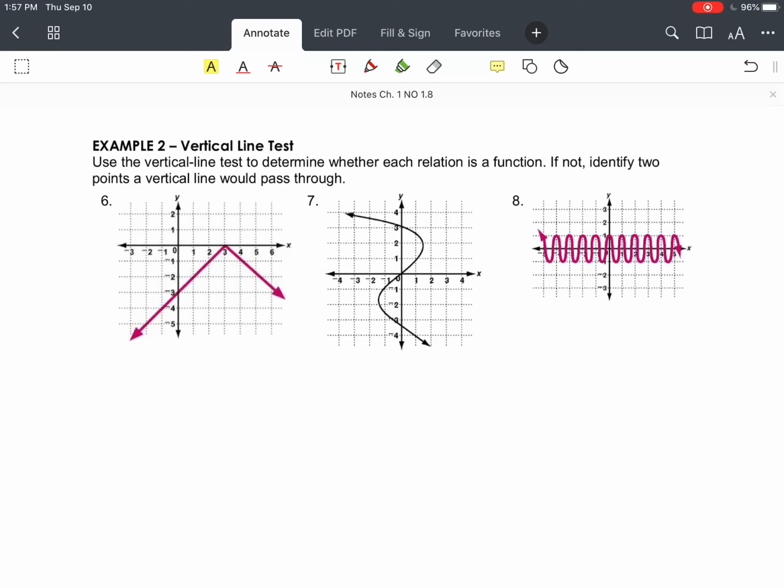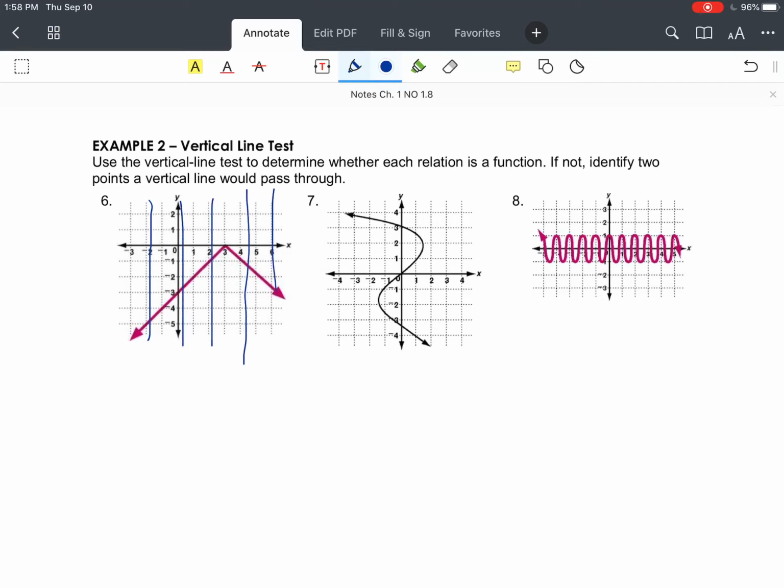Use the vertical line test to determine whether each relation is a function. Let's look at number 6. Is there anywhere I can draw a line where it will hit the graph in more than one spot? I can draw a vertical line many different places, and no matter where I draw it, it'll only ever hit the graph in one spot. So yes, this is a function.